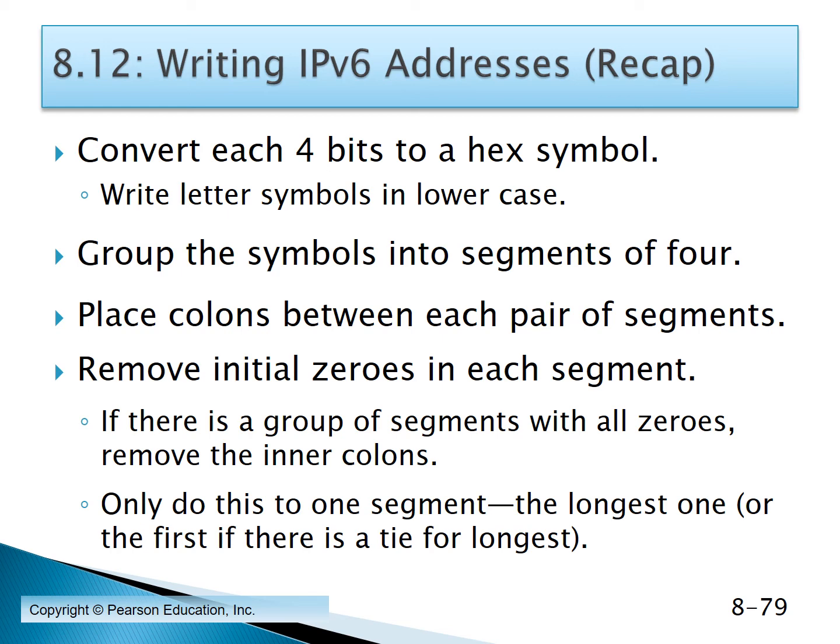You can do that too. And you only do this to one group, because if you do it to multiple groups, you do not know which one actually is longer. So you only do it to the longest one. And if there is a tie, you only do it to the first one. So that's how you convert your IP6 address from binary to hex symbols in writing.